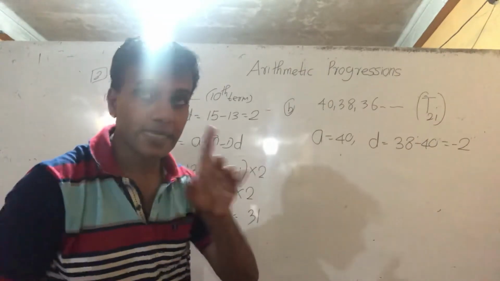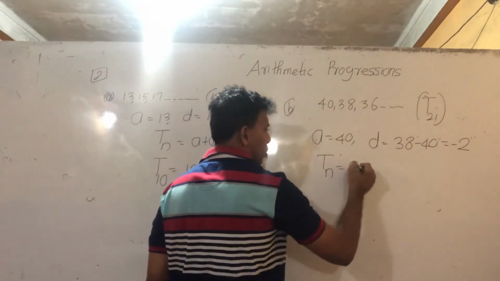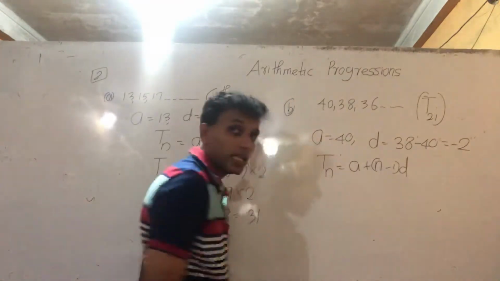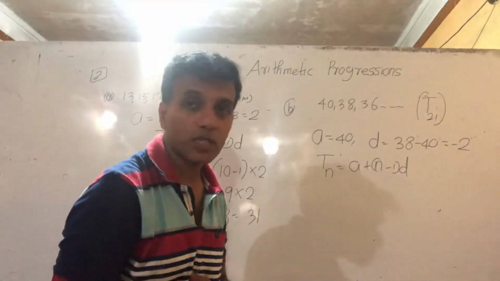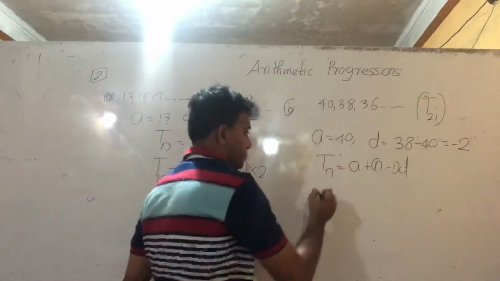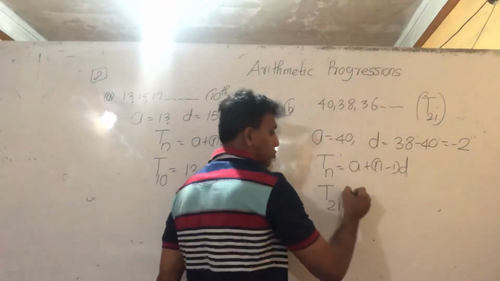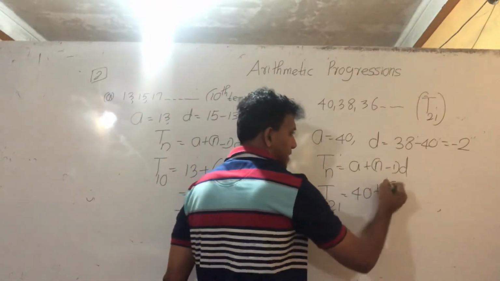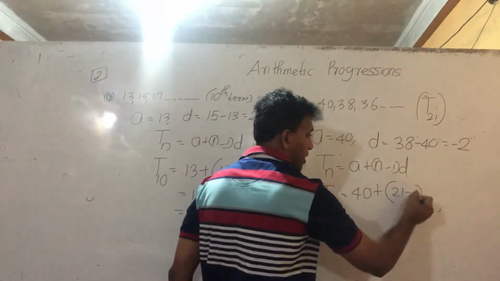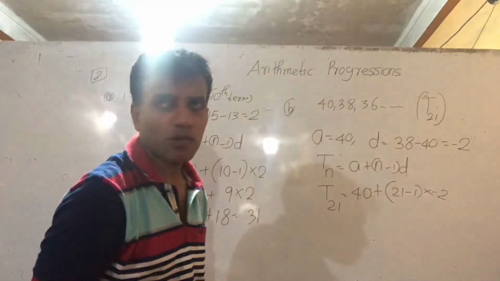Now write the nth term formula. Then only you will become familiar with the formula. Don't miss the formula. Tn equals a plus n minus 1 into d. Now apply for the 21st term, T21. T21 equals a for 40 plus n for 21, minus 1, d for minus 2. Now simplify this, get the answer.